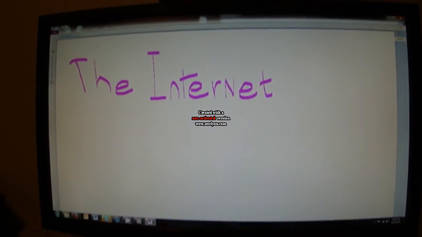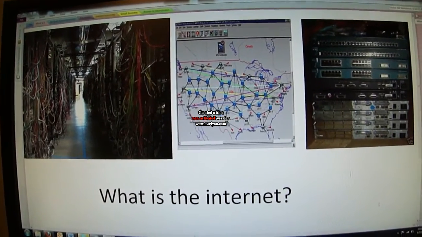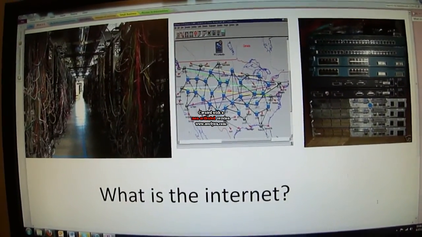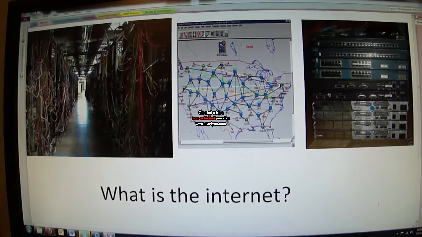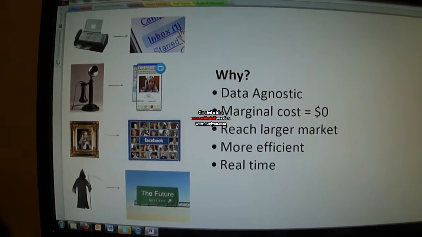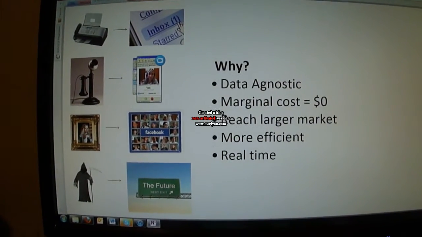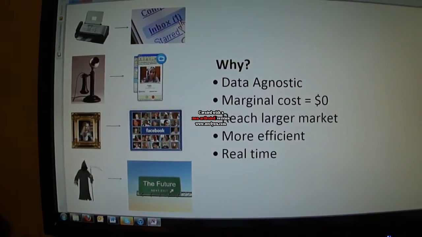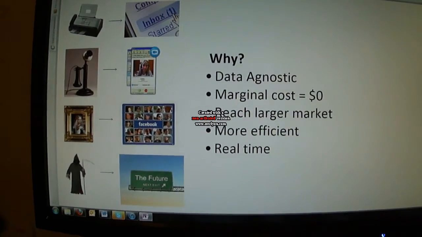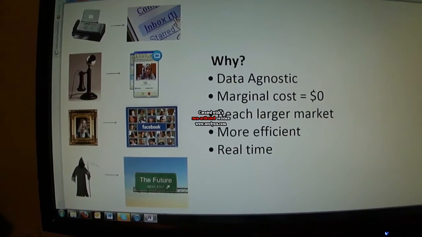The Internet. What is the Internet? Really, the Internet is nothing more than a bunch of computers networked together to form a communications network. The Internet has become the de facto standard of communication. Why? Because the Internet, unlike traditional telecommunication services, is data agnostic. You can send anything across it.